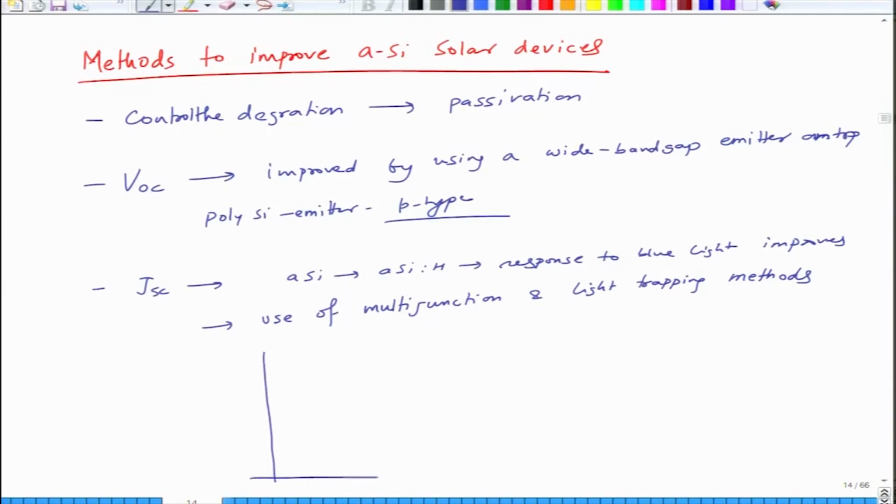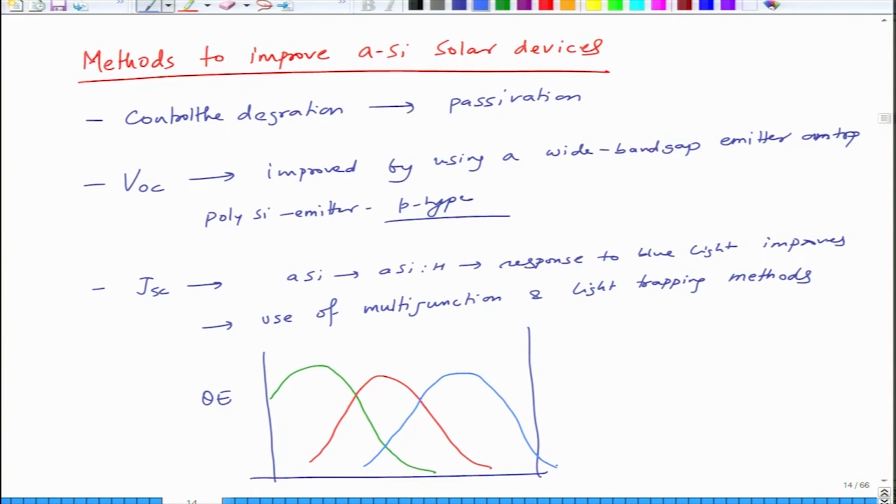For multi-junction, if you look at the quantum efficiency of the solar cell, you engineer the band gap so that you are able to use a higher band gap in the top layer, which gives you certain quantum efficiency. You use the intermediate band gap in the middle layer, which gives you quantum efficiency in this region, and then a shorter band gap in this region, which gives you quantum efficiency. The overall quantum efficiency could be something like this.